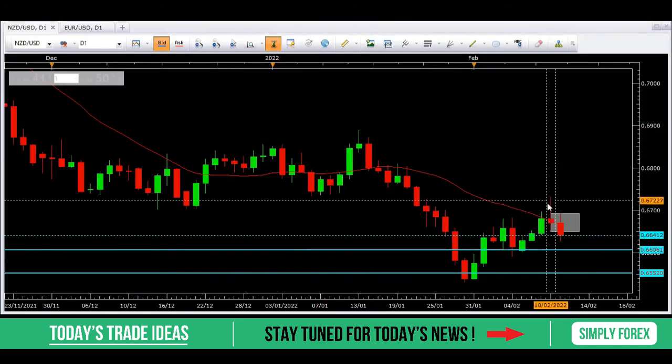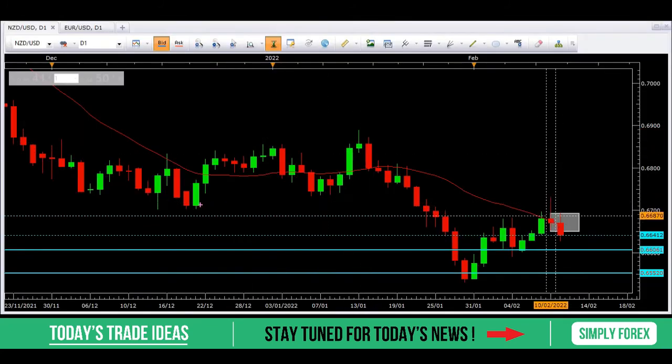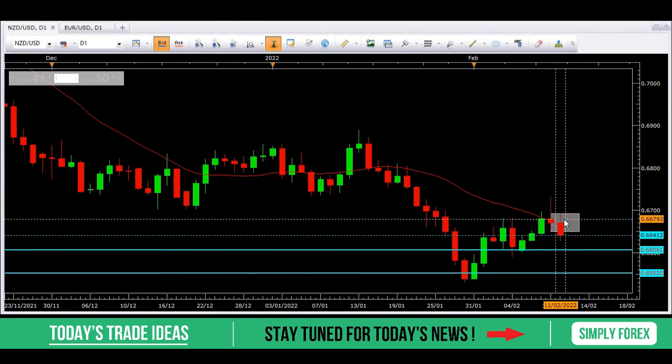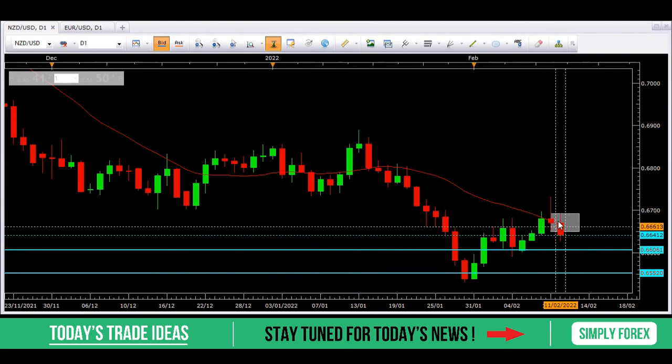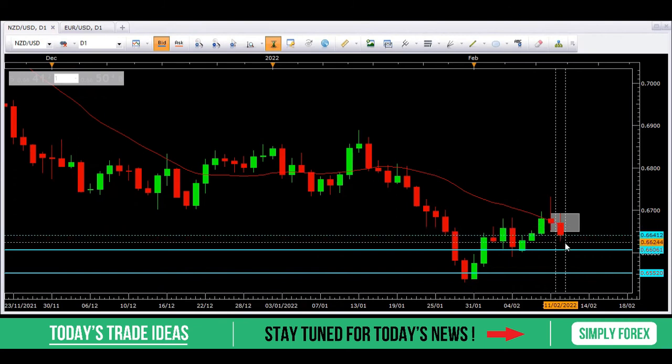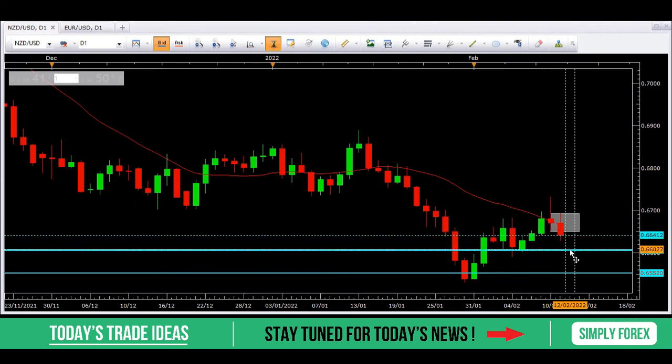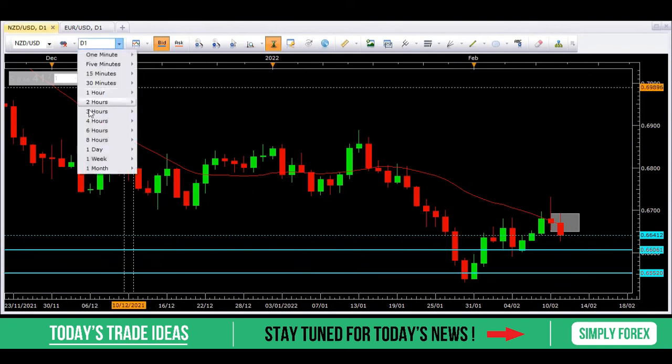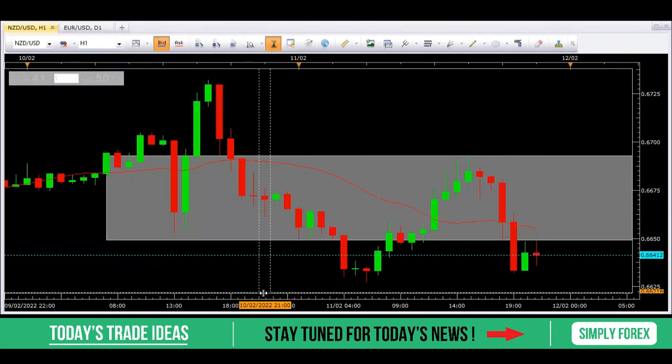So remember we had this large rejection wick from these lows here. It rejected down. And then on Friday we also had a bearish candlestick as well. Okay, so I think we can still come down to this blue line at 606 and then potentially this blue line as well at 551. All right, so let's look at H1 for execution.